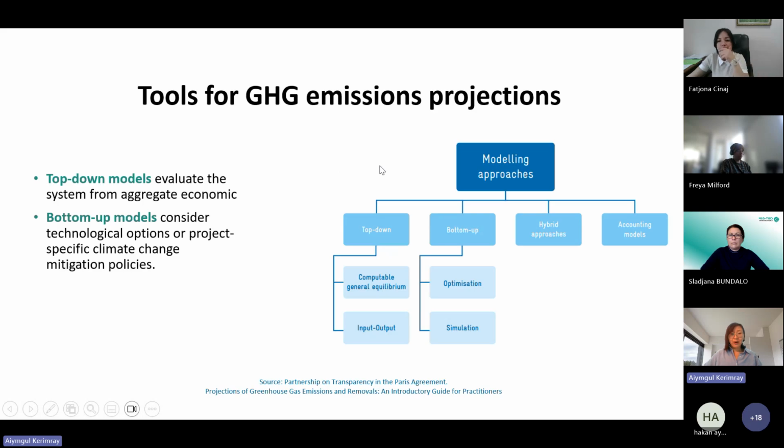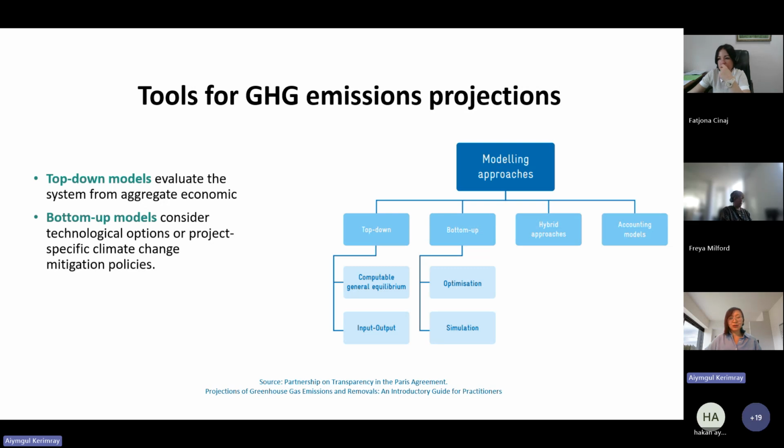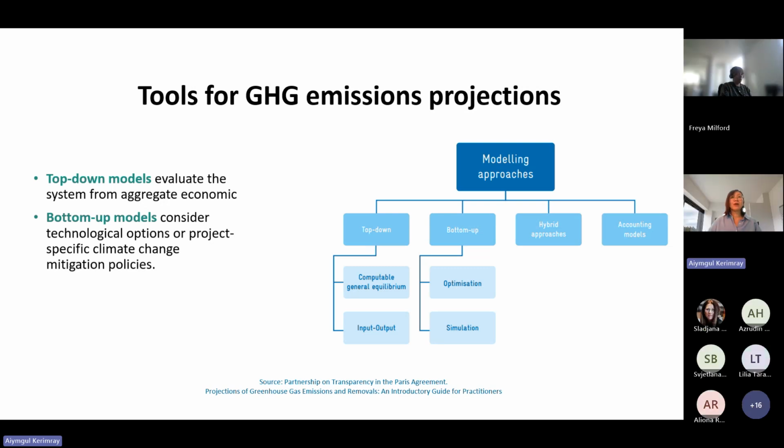So going to the first part, the projection tools can be classified based on the modeling approach they use. So they can be classified as top-down models, bottom-up models, and hybrid approaches, as well as accounting tools.